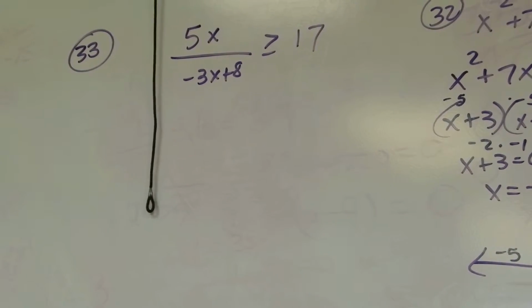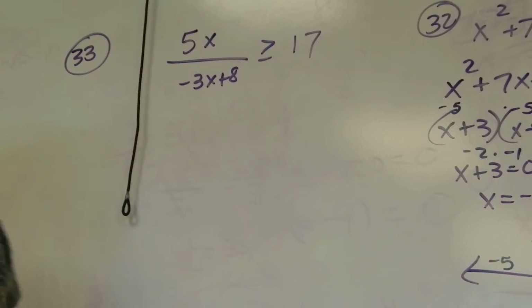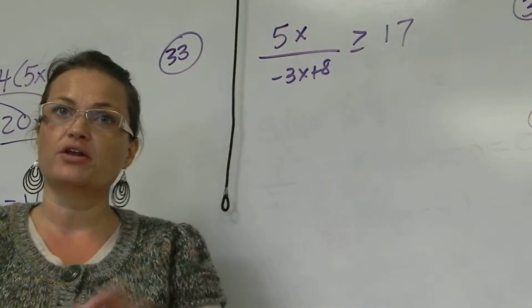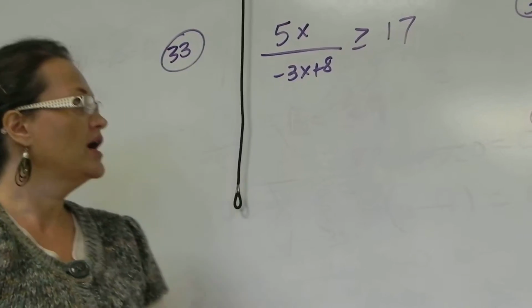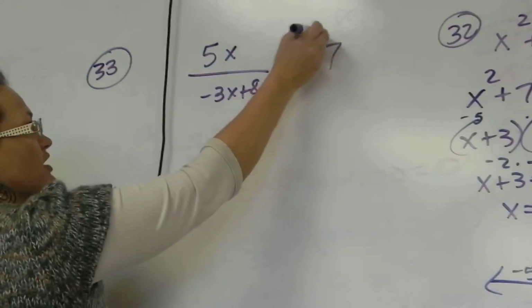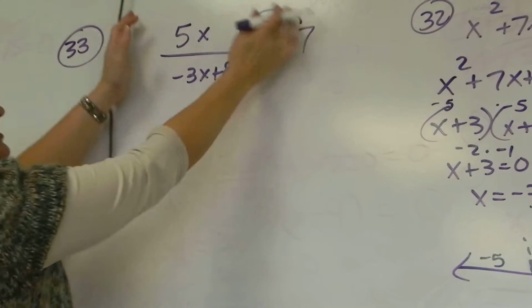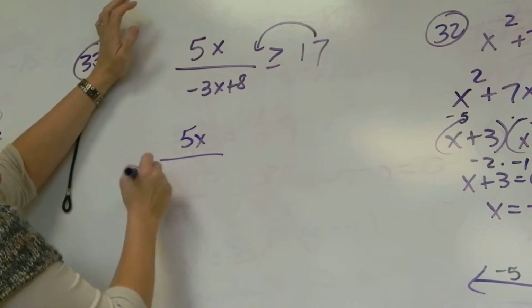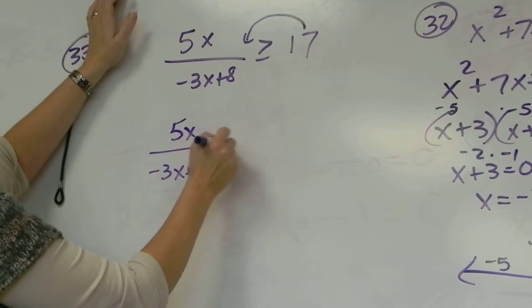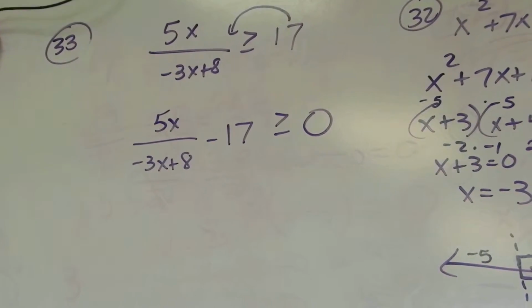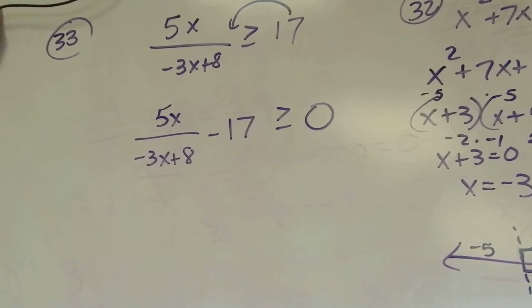Okay, another situation where you wind up checking regions. The regions you check are found by setting the numerator and the denominator equal to 0. But first of all, you have to get your fraction into just one fraction. So the 17 needs to be brought across the line. Makes it -17. And then you have to get like denominators and combine that into one fraction.